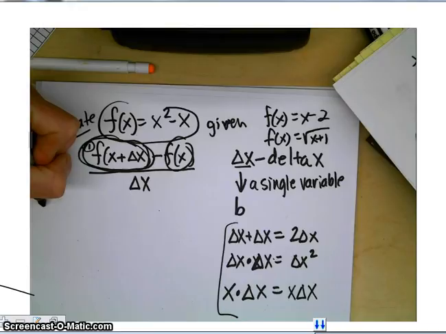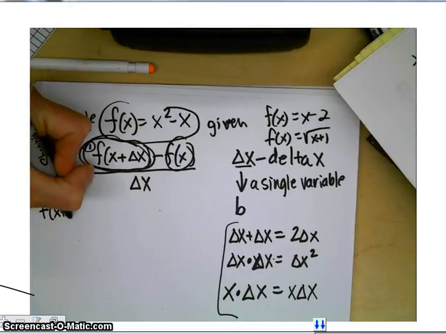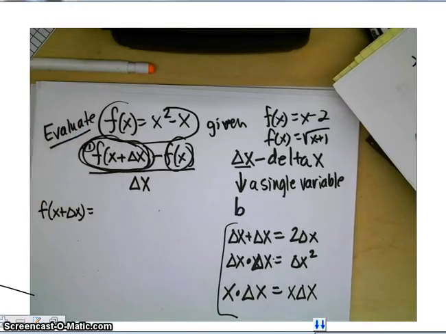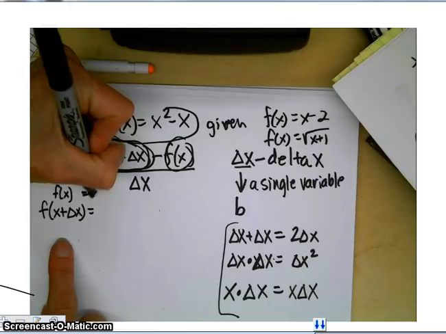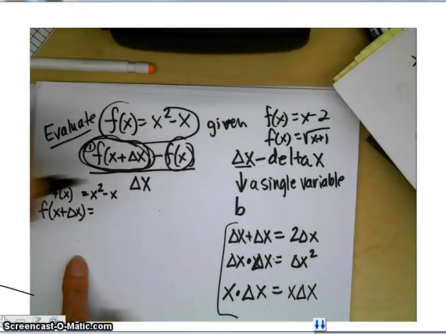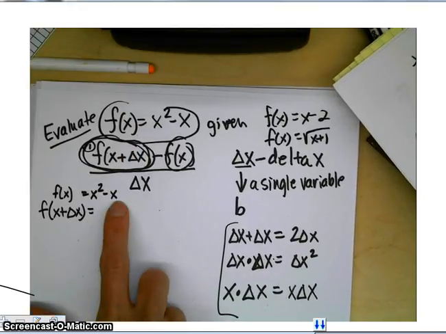So number 1, I'm just going to find f of x plus delta x. And I strongly recommend you just do this first and separate. So f of x plus delta x means take my f of x, which was x squared minus x, and what am I going to replace each of those x's with?